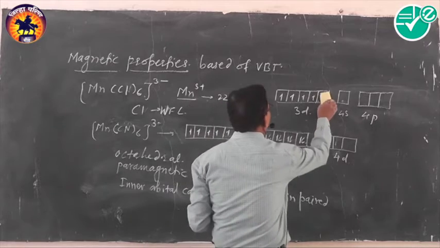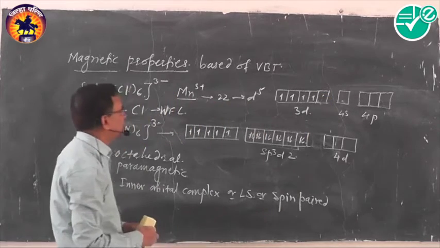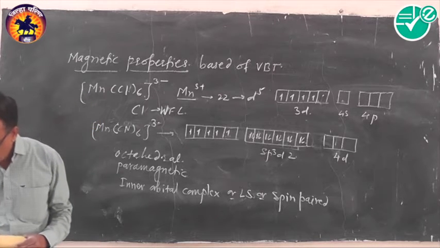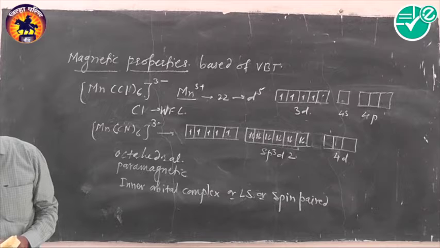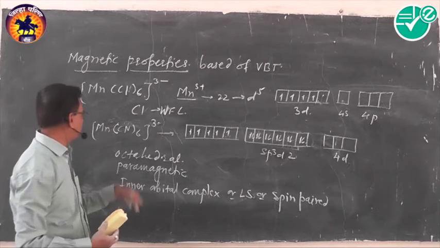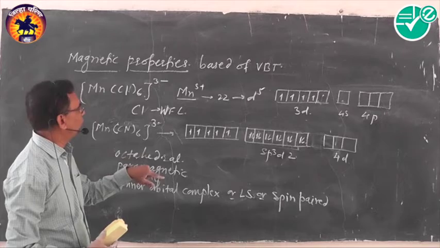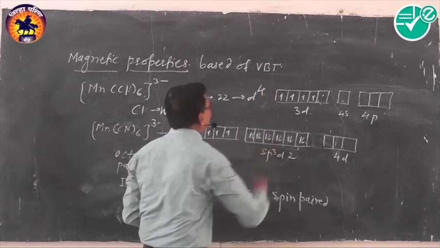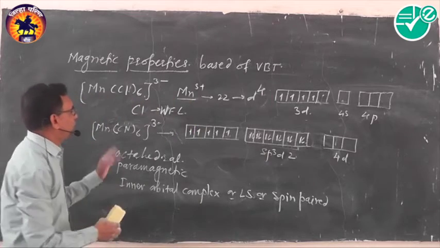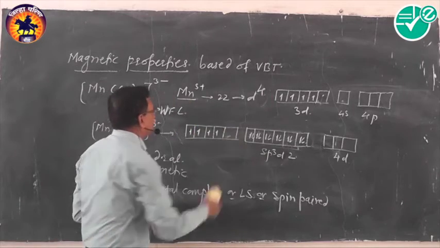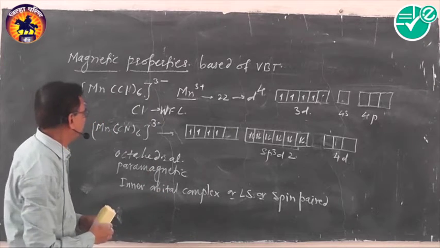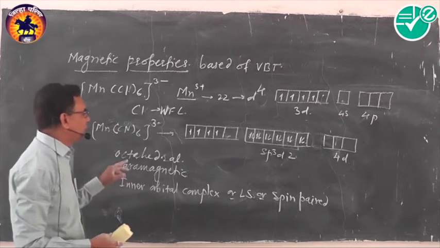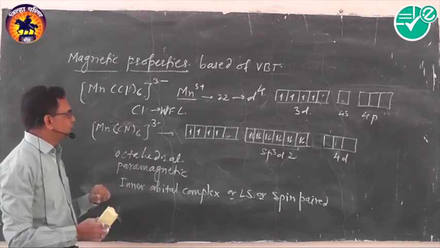So there are 4 unpaired electrons, and this MnCN6 is paramagnetic with respect to 2 electrons. It is a d4 case, not d5. It is a d4 case. Now it is like this. 4 unpaired electrons are there. So there are 4 unpaired electrons. It is sp3d2.